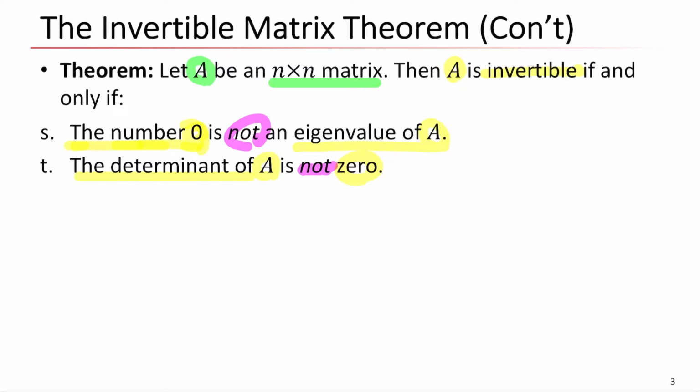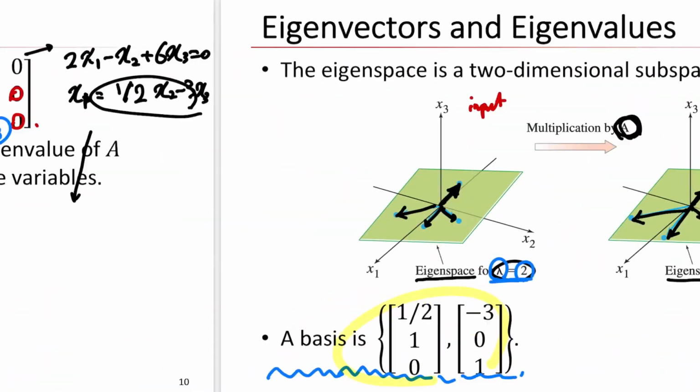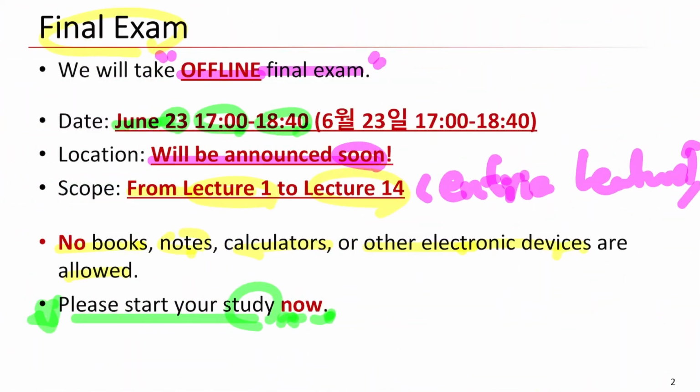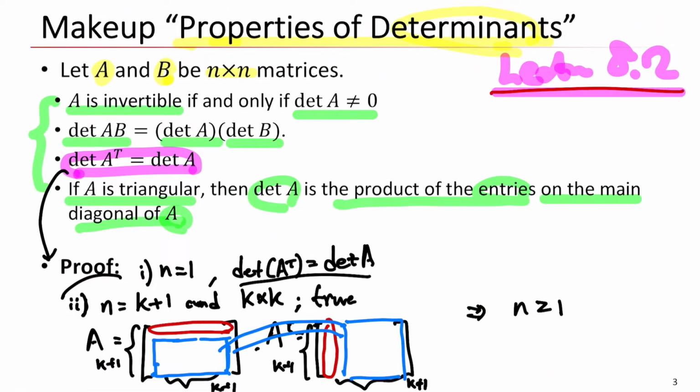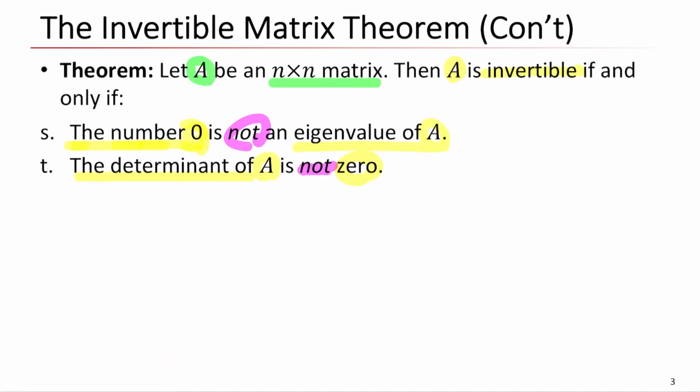Okay, so let's go back to last week. We made up the properties of the determinant, right? So the determinant of A is not equal to 0 means A is invertible. Here you can easily understand that by using the determinant of A, we can determine whether matrix A is invertible or not. So today we will use this kind of theorem.